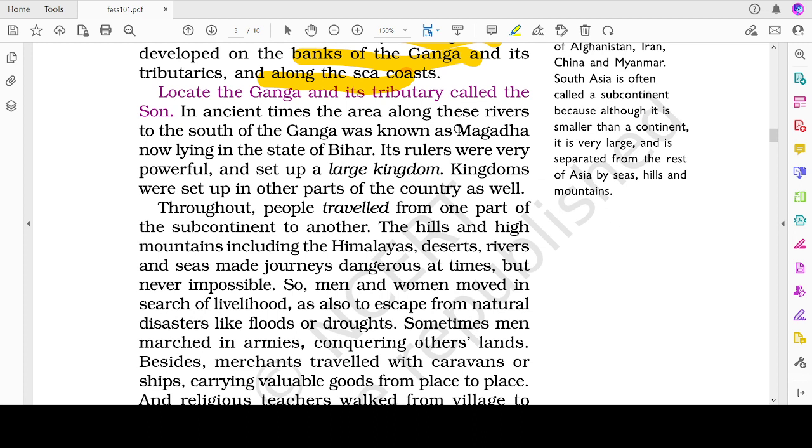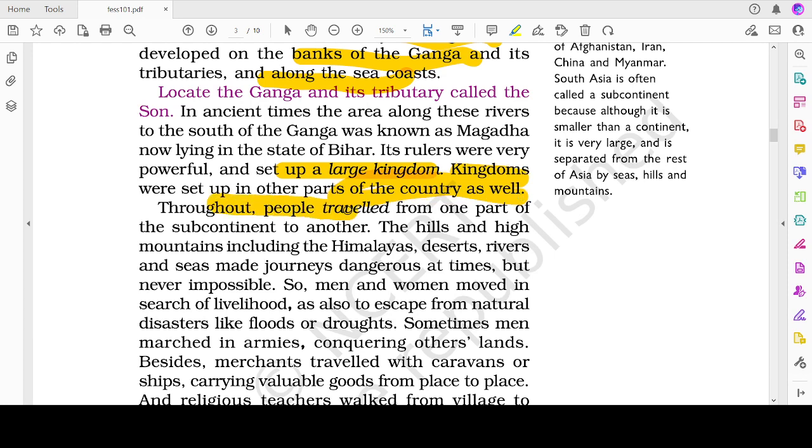It was the kingdom which sustained because it developed on the banks of the Ganga, which had a very rich plain because agriculture was flourishing, animals were easily found, and food was abundant, as I said. So Magadha was a very powerful kingdom at that time, and it is now lying in the state of Bihar. Its rulers were very powerful and set up a large kingdom. Kingdoms were set up in other parts of the country as well.